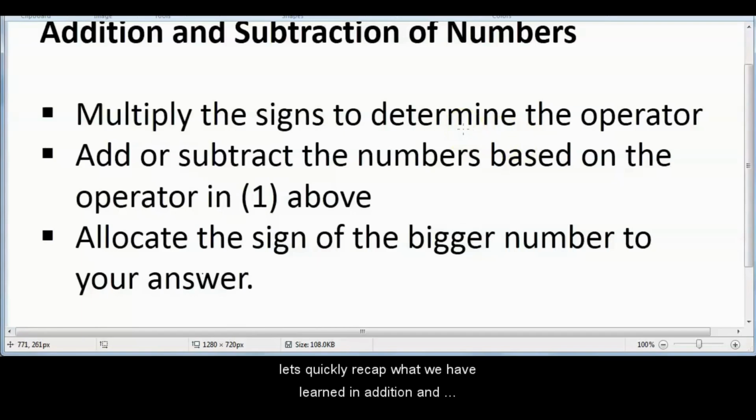Let's quickly recap what we have learned in addition and subtraction of numbers. We learned that there are rules for carrying out addition and subtraction. First, we need to multiply the signs to determine the operator. Then add or subtract the numbers based on the operator above. Then we need to allocate the sign of the bigger number to the answer. In addition and subtraction of algebraic terms, we have to follow similar patterns, but with very little add-on. Let's see what it is.